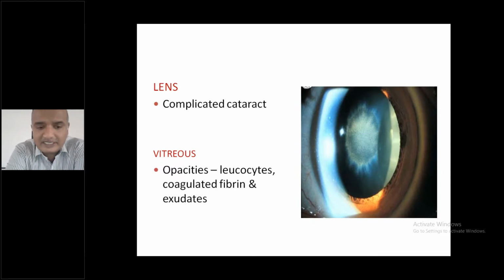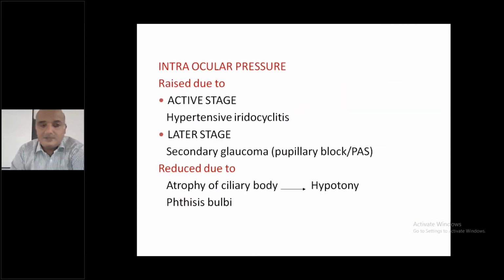So vitreous, what can happen? There can be opacities, leukocytes, or coagulated fibrin formation, exudation. These are the features which can occur in the vitreous. What are the other features?